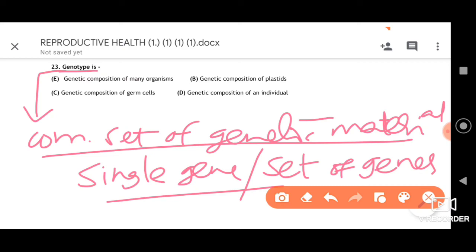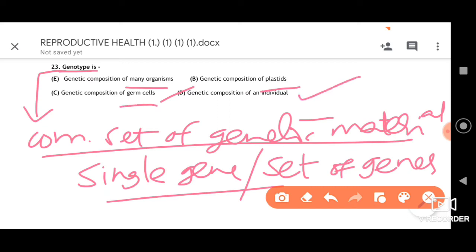Anyway, dear friends, to refer to a single gene or set of genes we use the word genotype, but actually the complete set of genetic material or genetic constitution of an organism would be the more appropriate wording. Among the given options, you observe D, that is genetic composition of an individual, it is more matching, because the other options, genetic composition of many organisms, it is not many organisms, only of an individual. Plastid means we have the chloroplast, leucoplast and chromoplast, it is not the one. It is not the genetic composition of plastids or the germ cells, it should be of an individual as a whole.